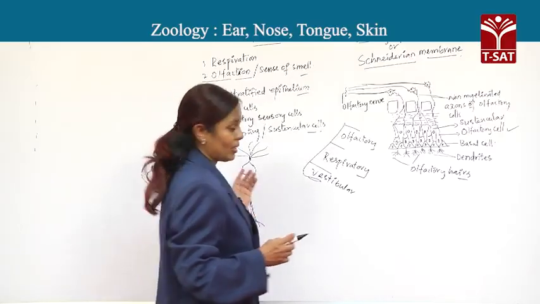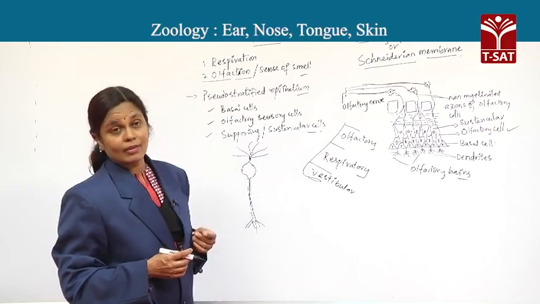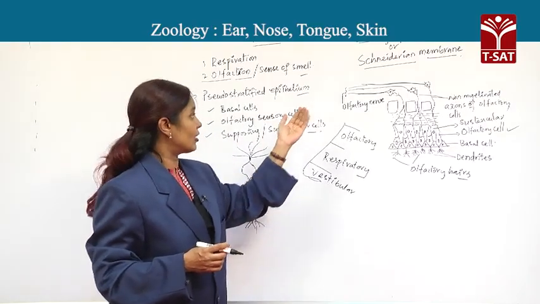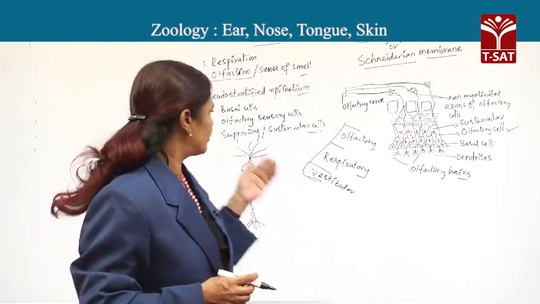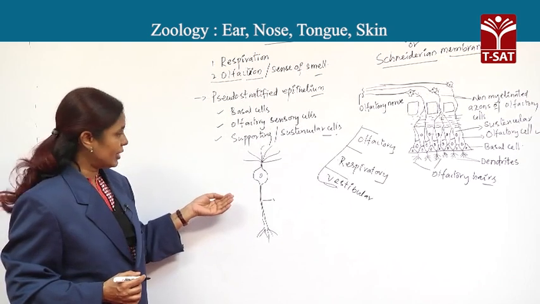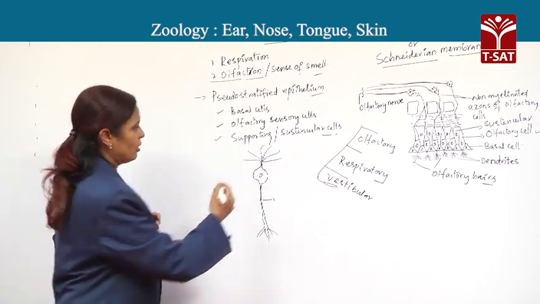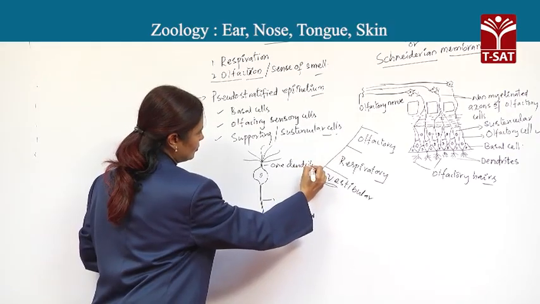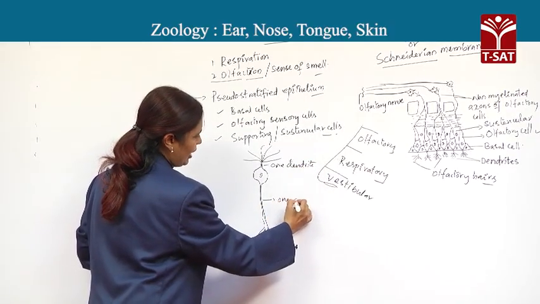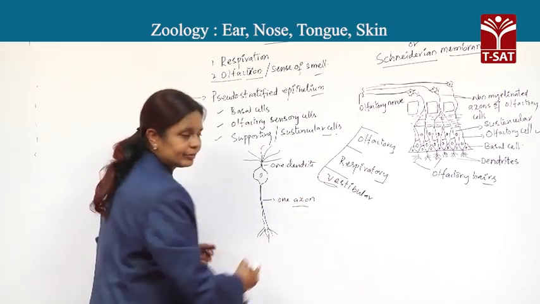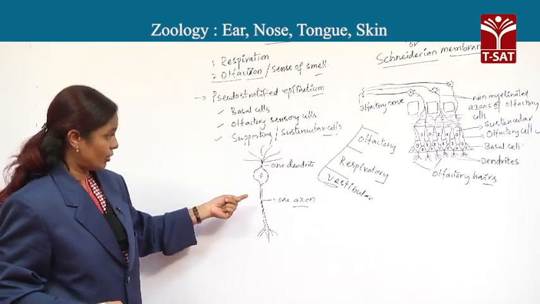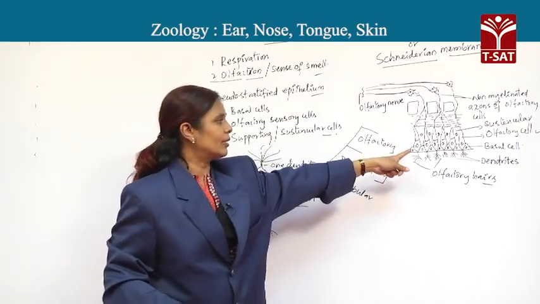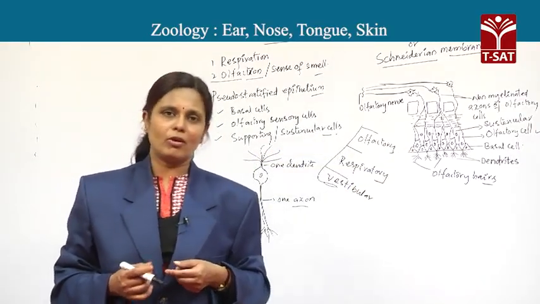So this is about the sensory function or olfactory structure and function of the nose. A bipolar neuron is characterized by the presence of one dendrite and one axon. Of course, the axon is always one. Such neurons with one axon and one dendrite are called bipolar neurons, and here olfactory sensory neurons belong to the same category.